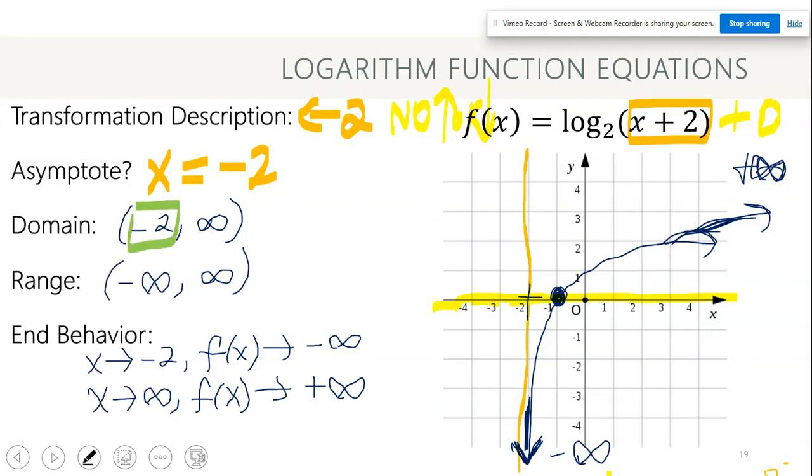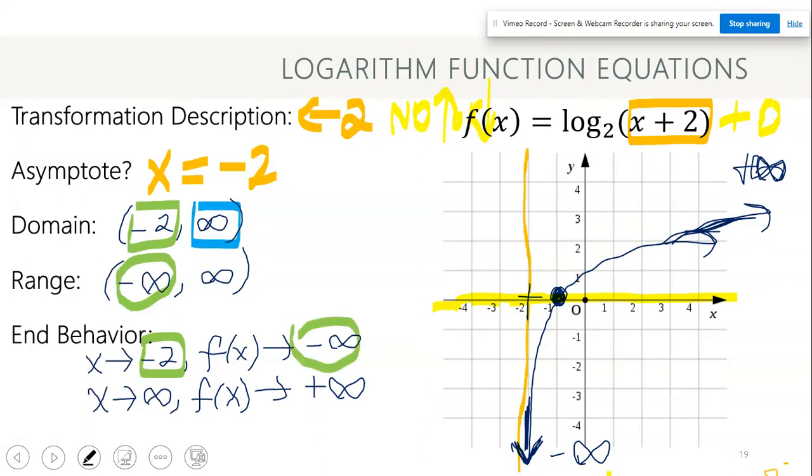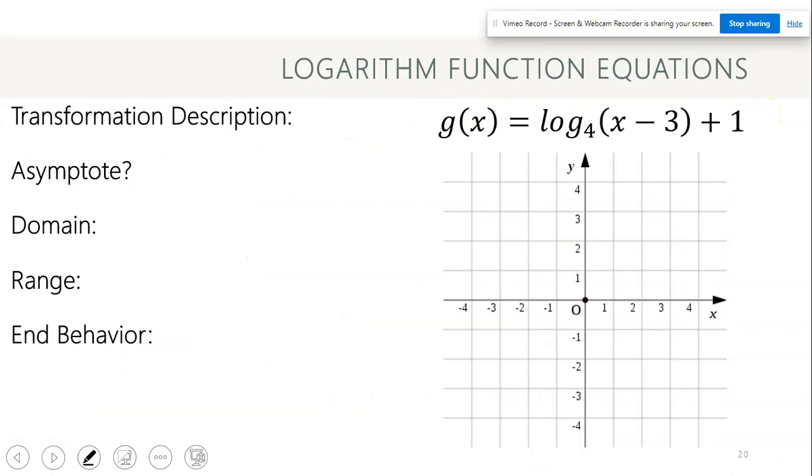The domain affects your end behavior. The range affects your end behavior. Just for the x values, the domain affects the x values. Your range affects the y values.